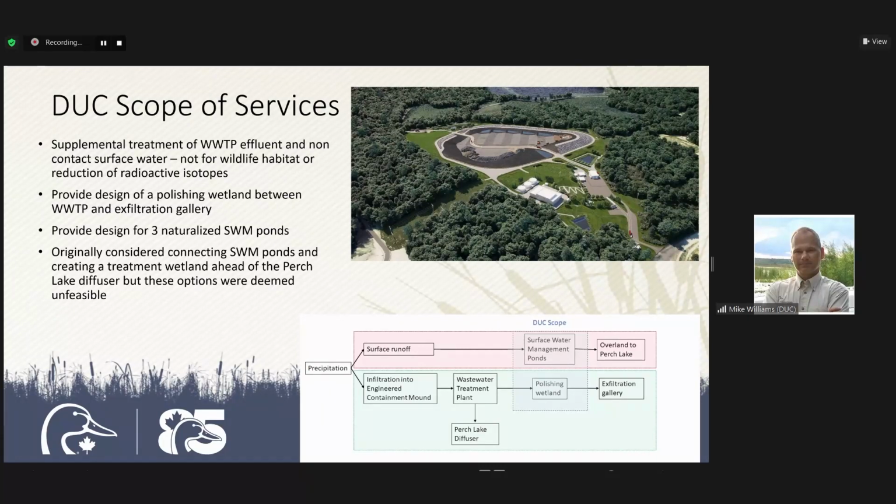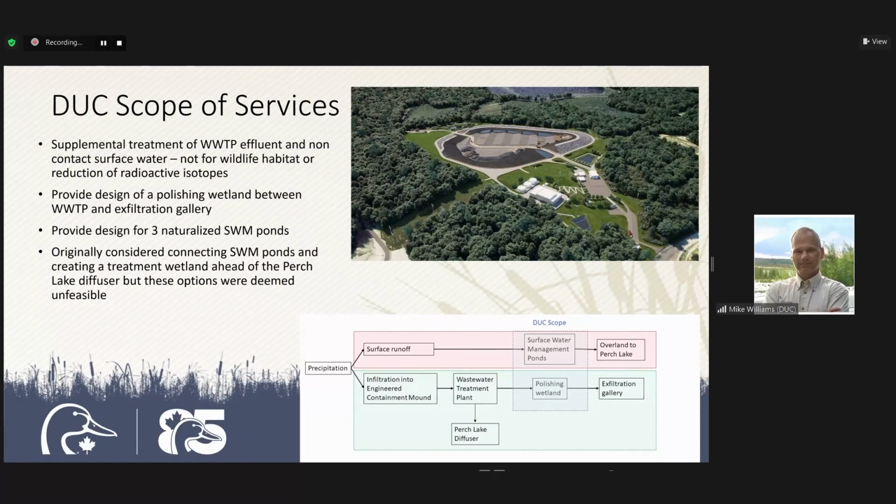The diagram at the bottom right illustrates DUC's scope of services and the location of the designed wetlands in relation to the flow of treated water from the wastewater treatment plant and the non-contact water moving through the surface water management ponds. I'll get into the details of the design in a minute, but the polishing wetland will be located between the wastewater treatment plant and the exfiltration gallery, as you see in the diagram there. And the 3 surface water management ponds to be naturalized were already in design and located by AECOM.